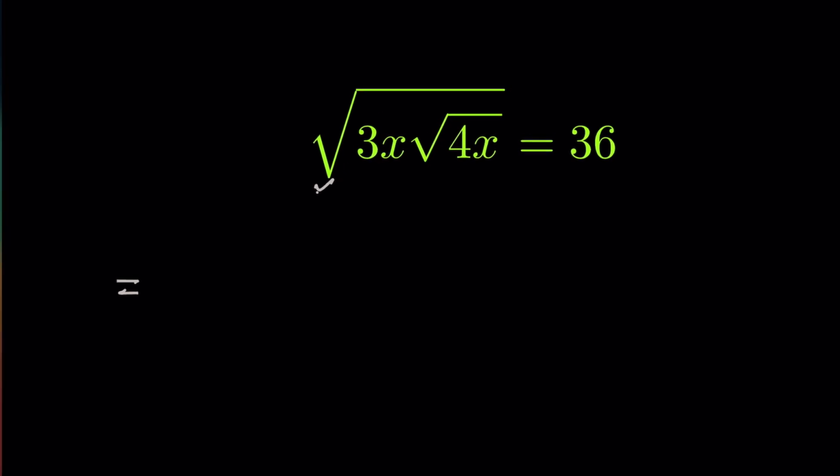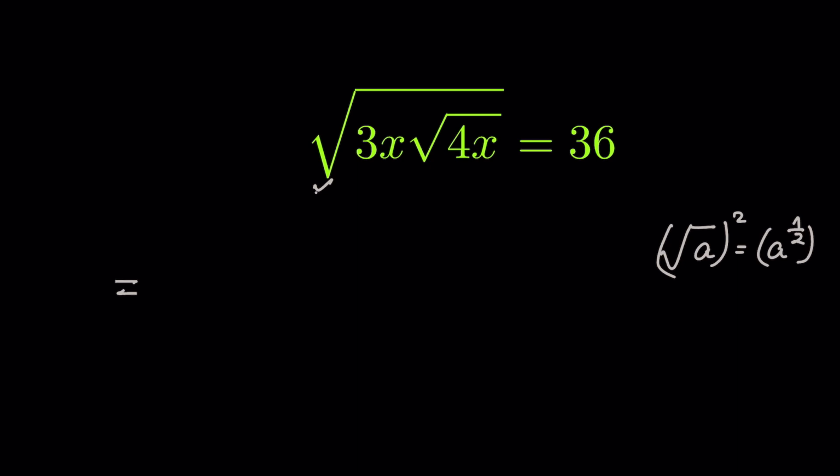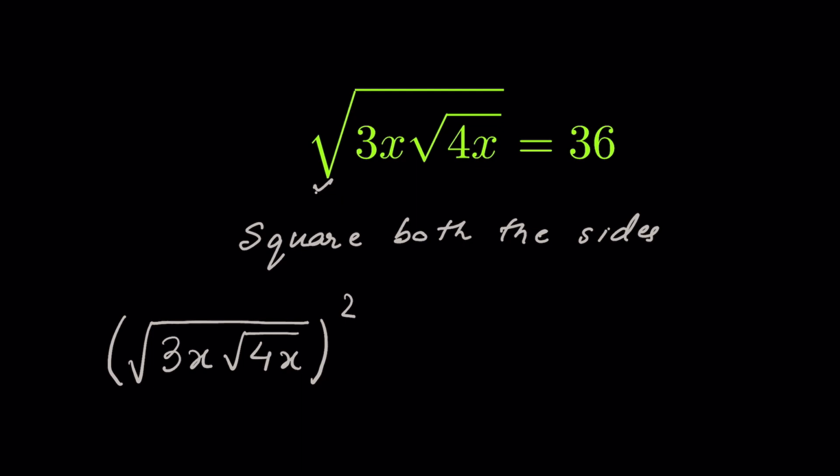First, we have to remove the square root, and we know to remove the square root, we have to square it, because square root means it is raised to the power of 1/2. So when we square it, it is times 2 in the exponent, and then 2 and 2 get cancelled. So let's square both the sides.